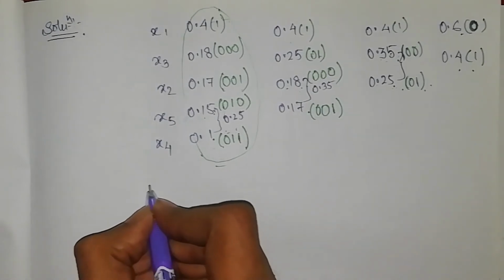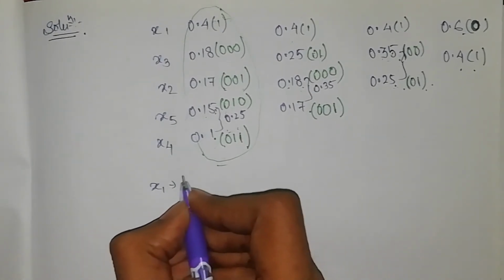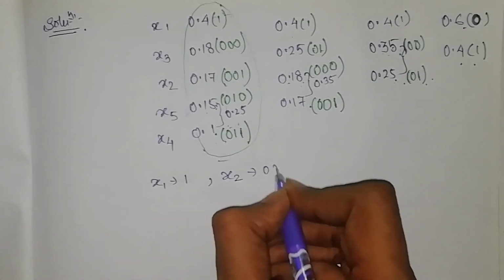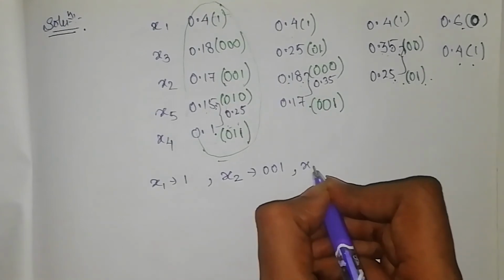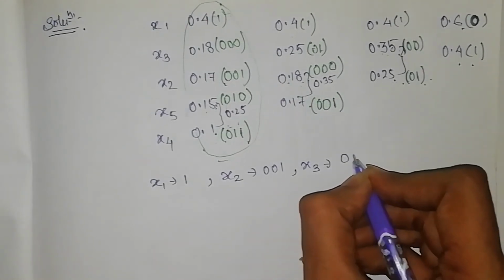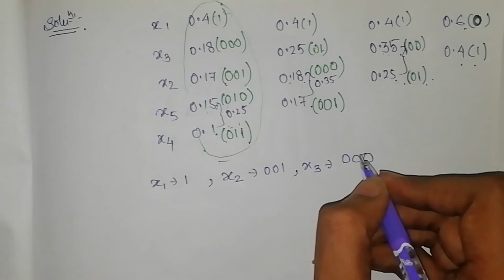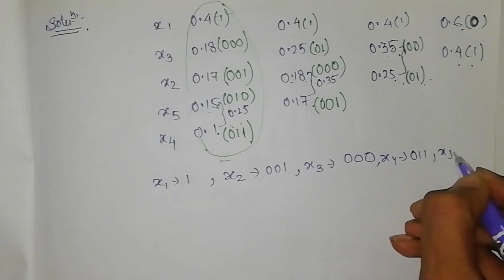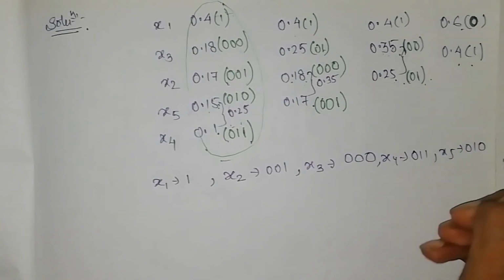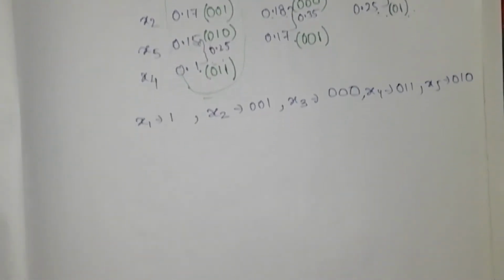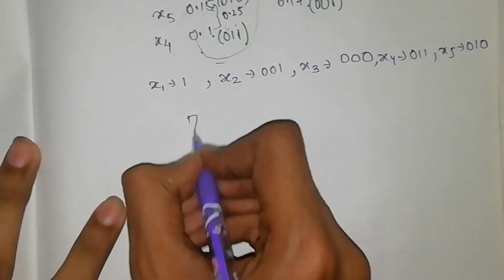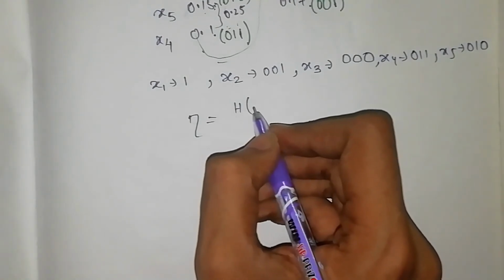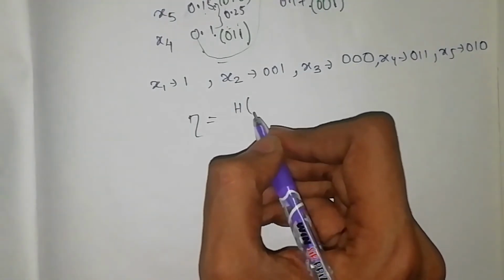So the final codes will be as follows: for x1 it will be 1, for x2 it will be 0 0 1, for x3 it will be 0 0 0, for x4 it will be 0 1 1, and for x5 it will be 0 1 0. Sorry. So again we will calculate the efficiency and see whether Shannon-Fano was more efficient or Huffman coding was more efficient for this particular question.